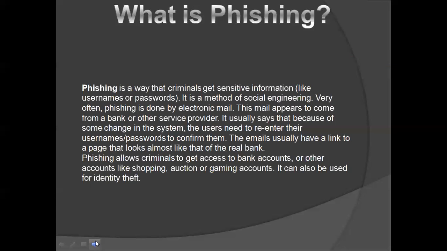Phishing is a way that criminals get sensitive information like username or passwords. It is a method of social engineering. Very often, phishing is done by electronic mail. This mail appears to come from a bank or other service provider. It usually says that because of some change in the system, the user needs to re-enter the username or password to confirm them. The emails usually have a link to a page that looks almost like that of the real bank.